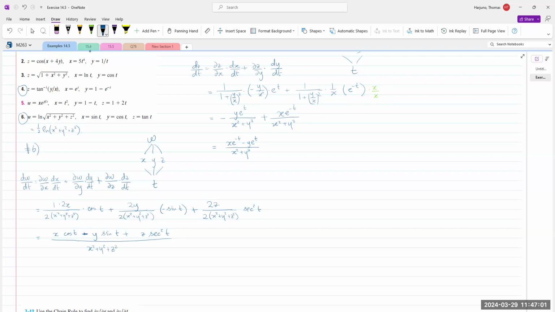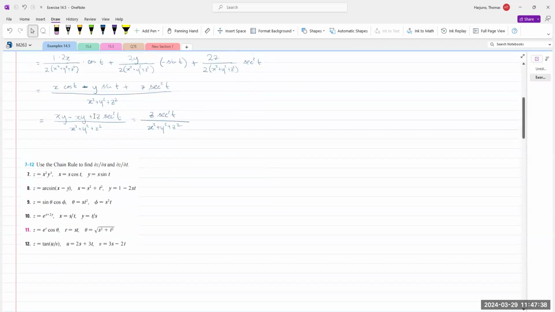Actually, I happen to see that x is sine t. So you will see that this is actually xy minus xy plus z secant squared t over x squared plus y squared plus z squared, right? And the xy cancels. So we get z secant squared t over x squared plus y squared plus z squared. Okay, let's see next.